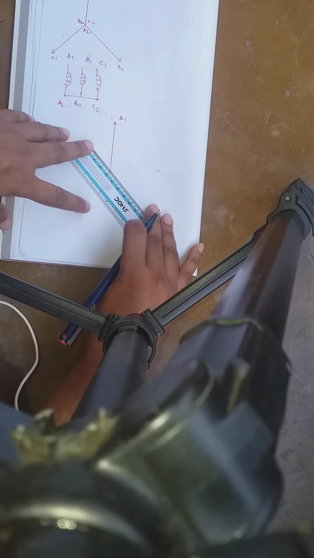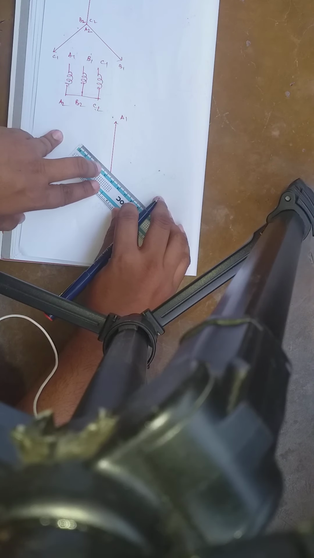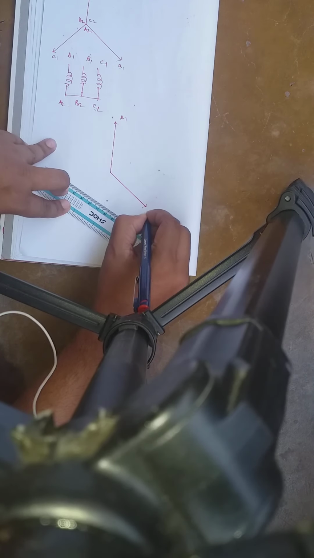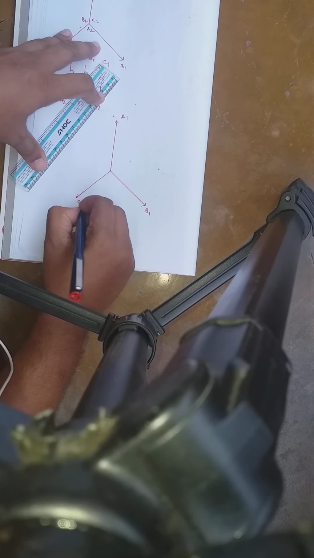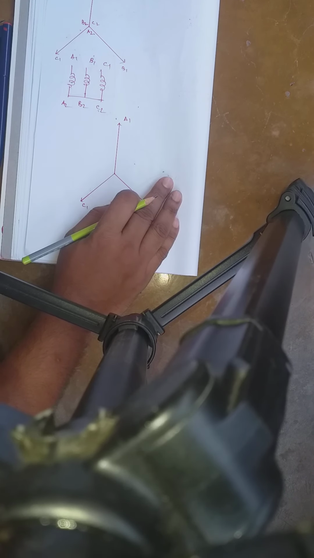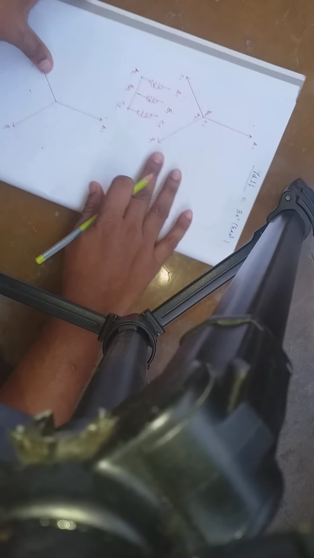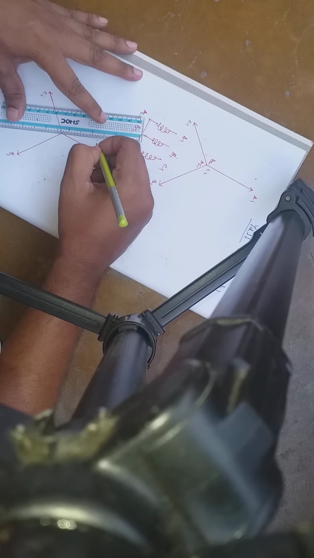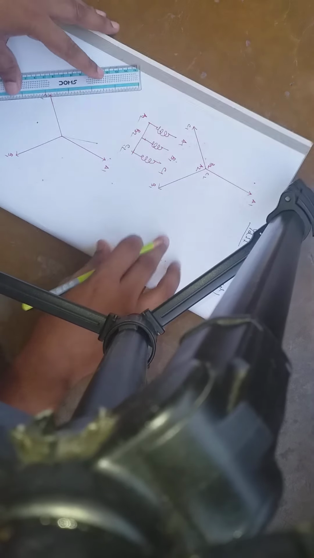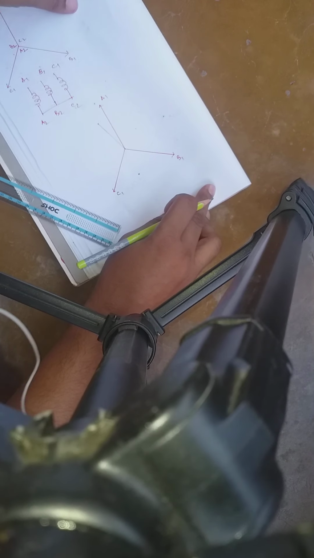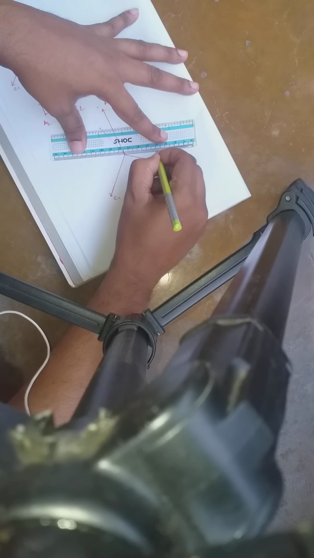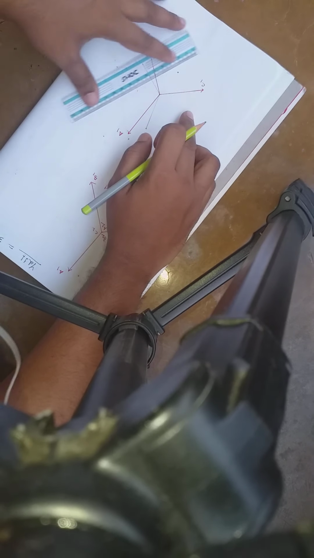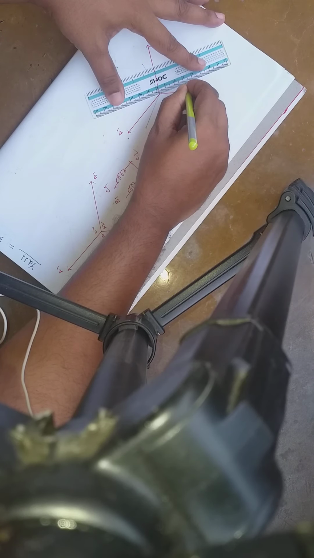Now, like previous, I am drawing this another time. This is A1. This is B1, capital B1, to be specific, and this is capital C1. Now, 11 means 30 degree lead. So, I am writing this 30 degree lead. Suppose A is the reference, then the 30 degree lead will be this point. Suppose B is the reference, then the 30 degree lead is this point. And suppose C is the reference, then the 30 degree lead will be this point.